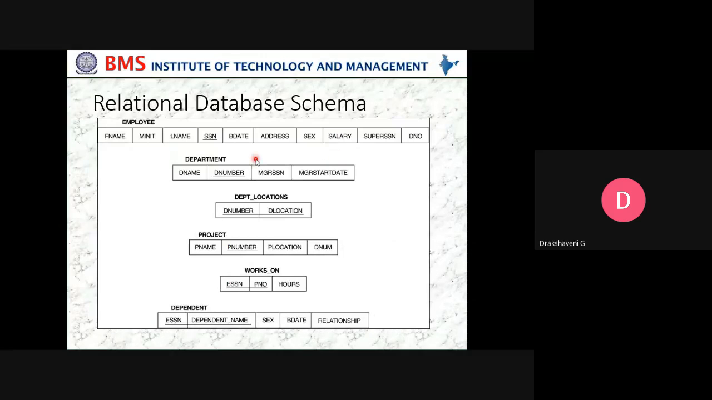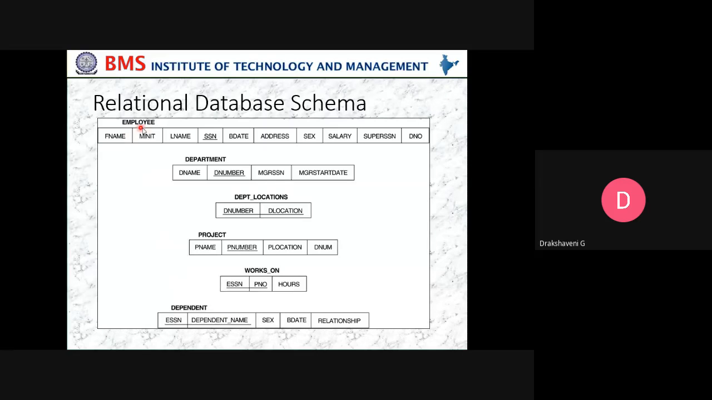Now just take one complete database, that is the employee database. In this company database, how many tables do we have? We have employee, department, department location, project, works on, and dependents.